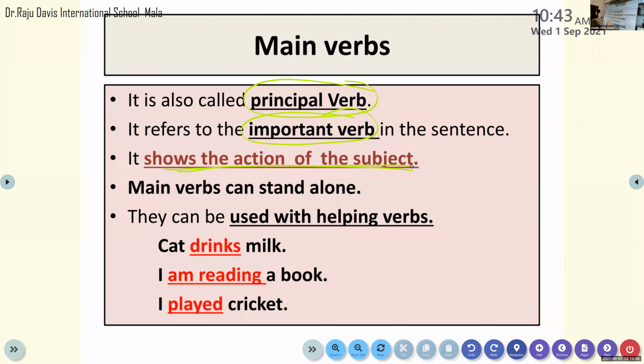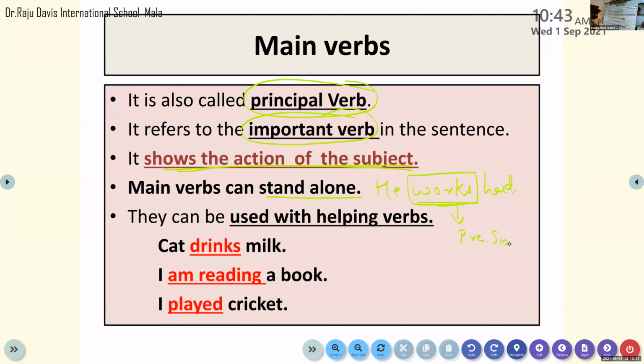Okay, so main verbs can stand alone. This is what I said. He works hard. If the sentence is "he works hard", here "works" is a main verb, isn't it? Because it shows the exact time of action. "Works" shows that this is present and singular, isn't it? Yes, ma'am. Okay, so a main verb can stand alone in a sentence.